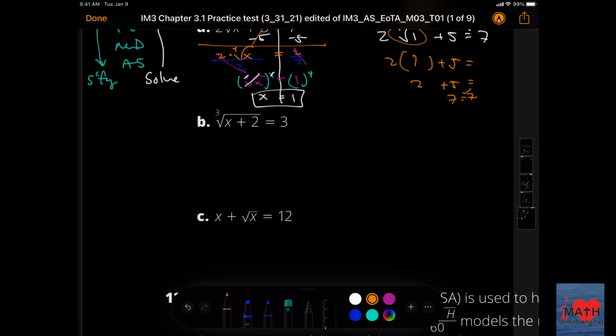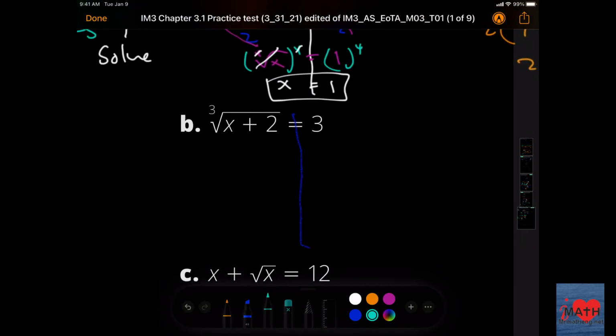11b. Same thing. I'm going to put the radical sign. Okay, the radical sign is already isolated, so I just need to find the root. And the root is 3, so I'm just going to cube both sides. So this 3 and 3 cancel.